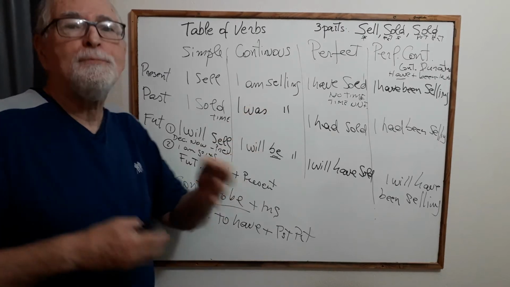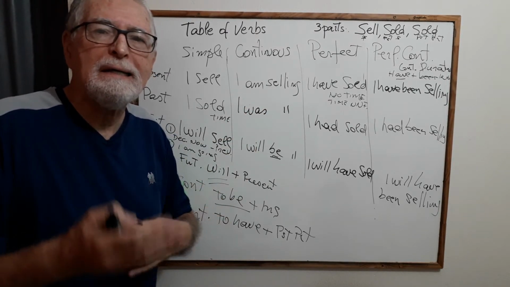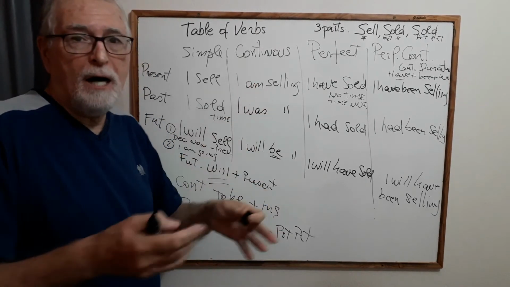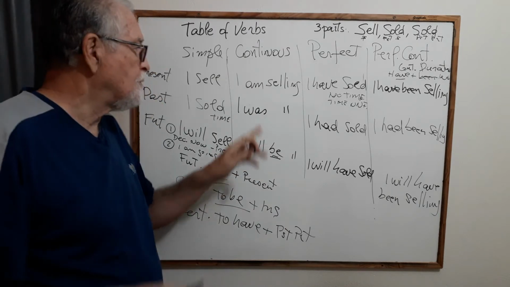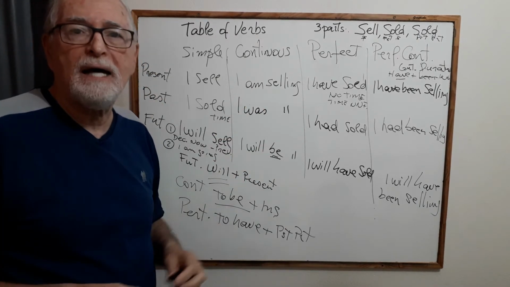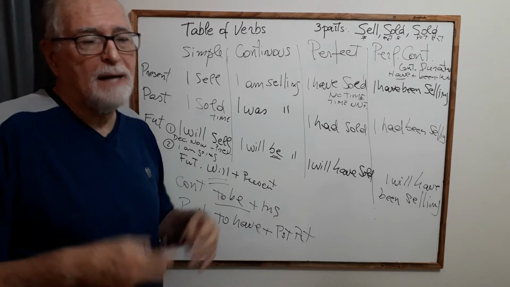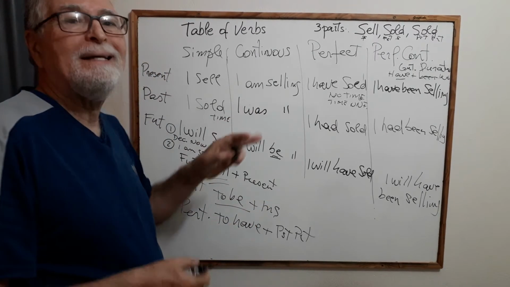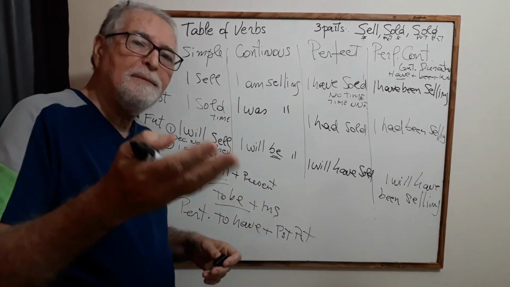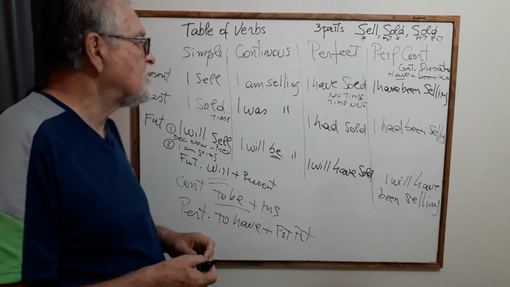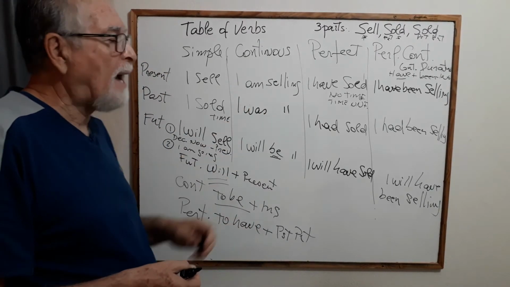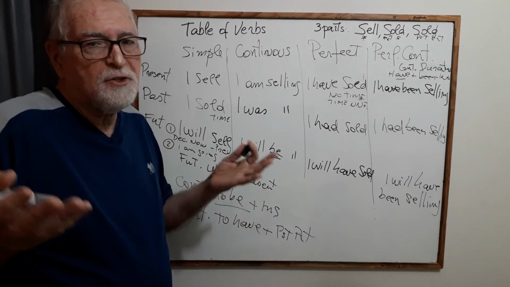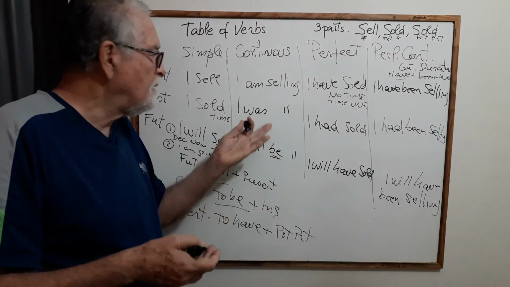It's always what I'm doing now, yesterday, or in the future. In the present, I am selling. I'm selling bananas. I'm selling tomatoes. So it's what I'm doing now. I am studying. I am teaching now. In the past, I don't have to say the time. The time is part of the past.